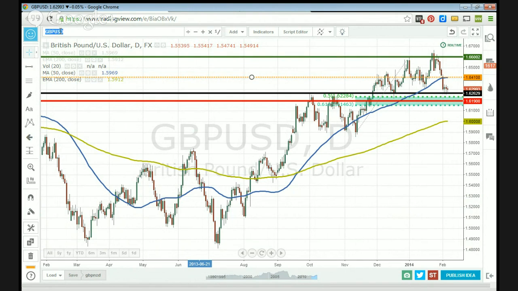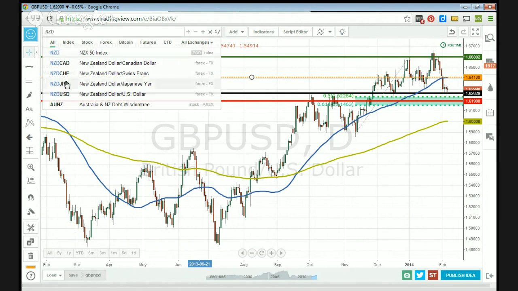And I have a long New Zealand dollar US dollar trade. Now this is the best position I have on, meaning it's the most in the money so far.